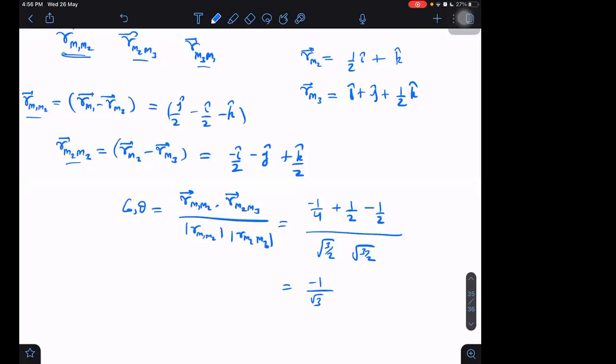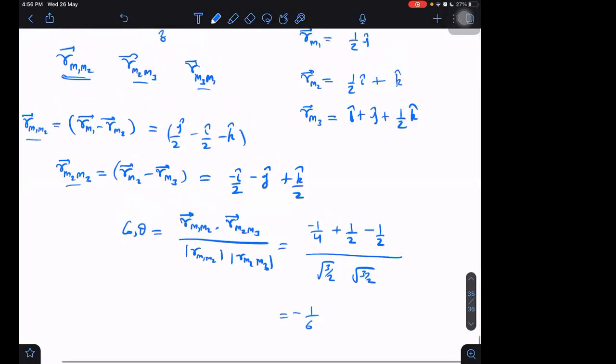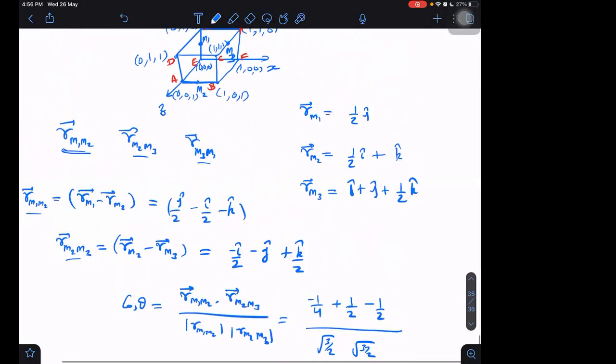So what will happen to this? Minus 1 by 6, sir. Minus 1 by 6. Yes, minus 1 by 6. That is it. If I take cos inverse of that, that will be the angle, the desired angle. Similarly, can you find out the angle between M2, M3 and M3, M1?